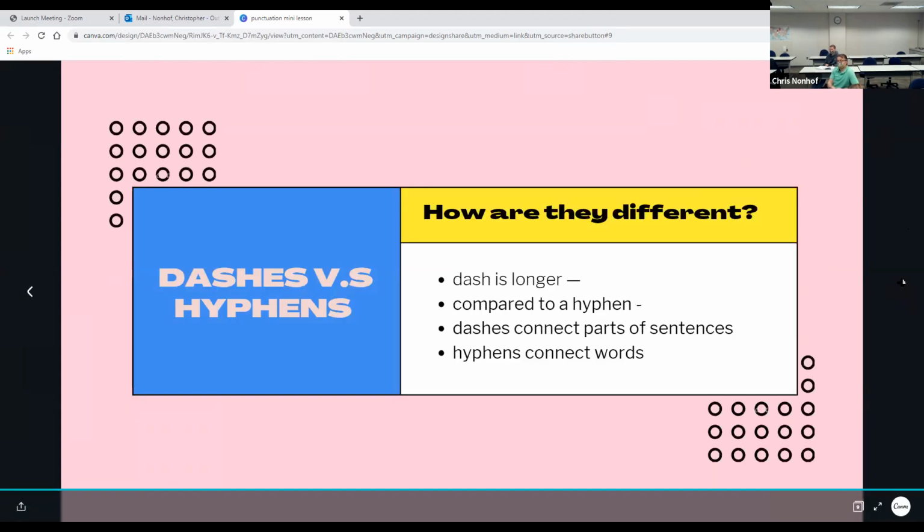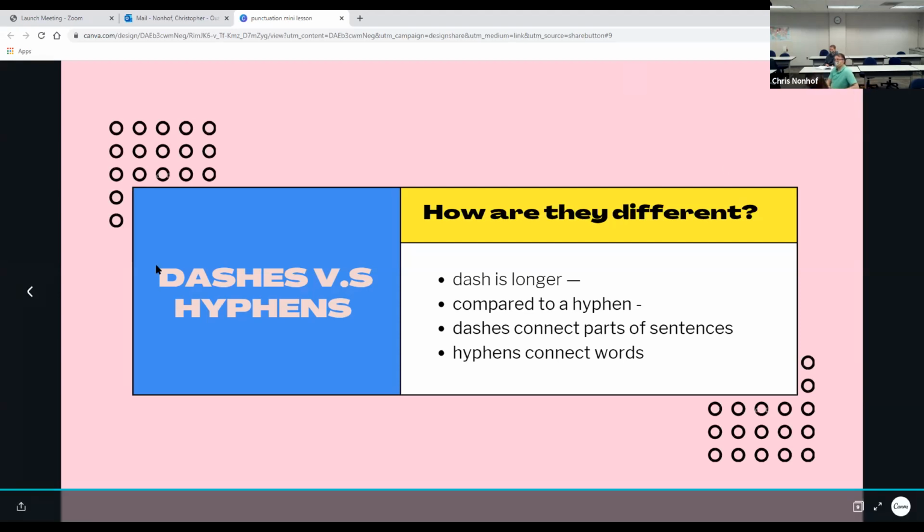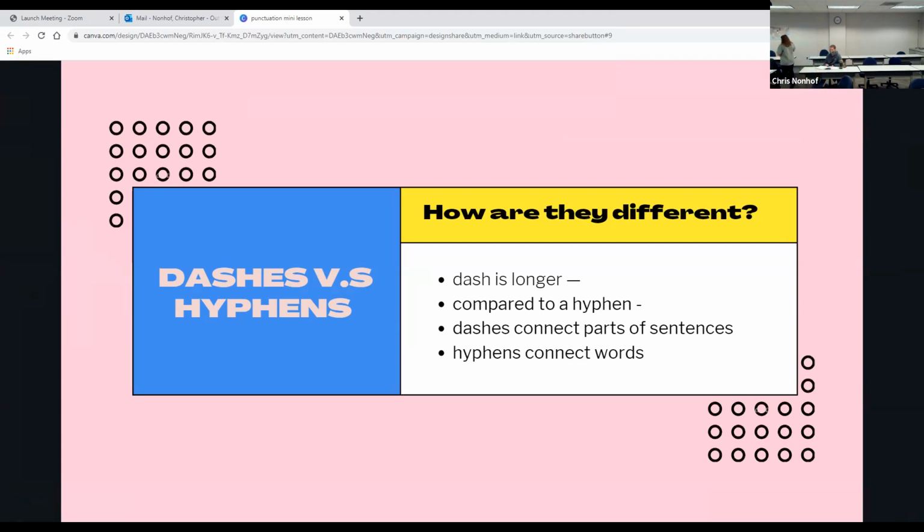And lastly, I just wanted to leave you with this: dashes versus hyphens, just as a reminder. How are they different? Obviously, a dash is longer compared to a hyphen, which is a little bit shorter. Dashes connect parts of sentences, and hyphens connect words to other words. So just keep that in mind when you're trying to know the difference between them. Yeah, that's it.